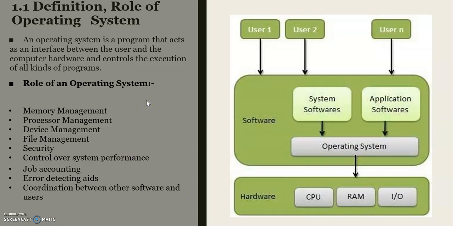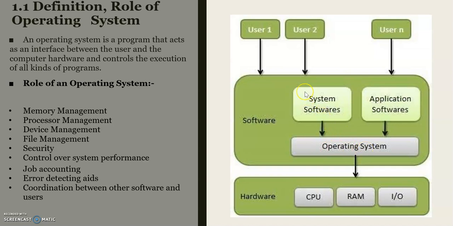Now let's revise the definition of an OS. I think everyone knows the definition of an OS. What is an OS? An operating system is a program that acts as an interface between the user and the computer hardware, and it controls the execution of all kinds of programs. So it is nothing but a set of programs, acting as an interface between the user and the computer hardware. Now what does computer hardware mean? Let's see this diagram, which elaborates very nicely. This is the hardware containing your CPU, RAM, and input output devices. So it forms your hardware, and this is a set of software. Before this software we need some kind of platform or interface, and that is nothing but your operating system.